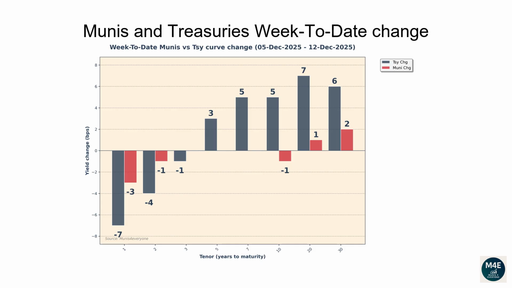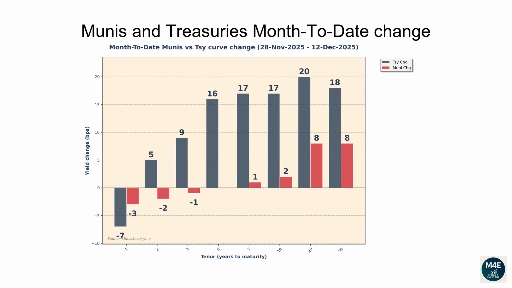This graph is similar to the previous one, but instead of showing how interest rates have moved versus the prior day, they show how much they have changed since the end of the previous week. The current bar plot shows how Munis and Treasuries have changed since last Friday. This graph shows how much interest rates have changed since the end of the previous month. The current bar plot shows how Munis and Treasuries have changed since the end of November.